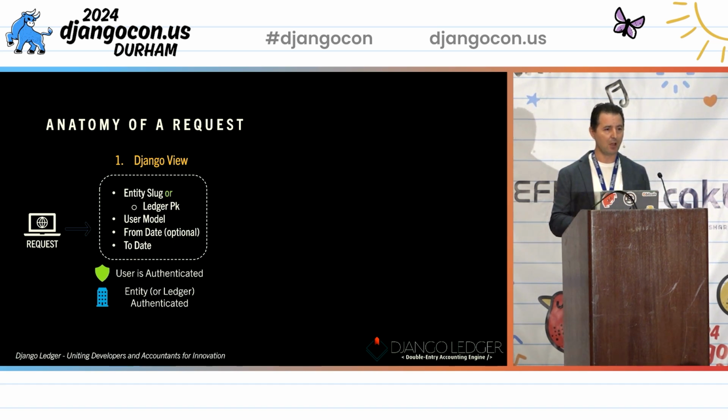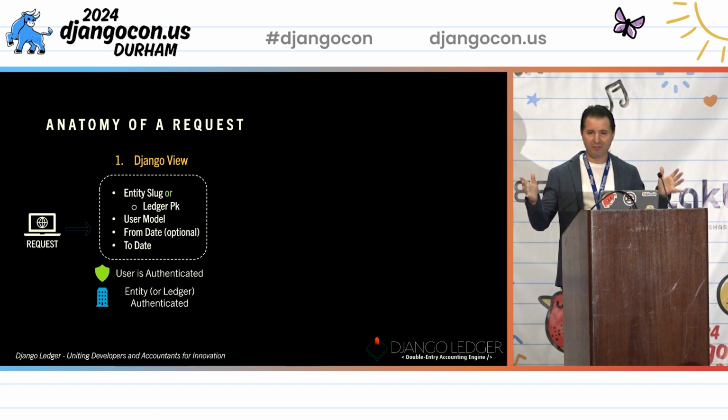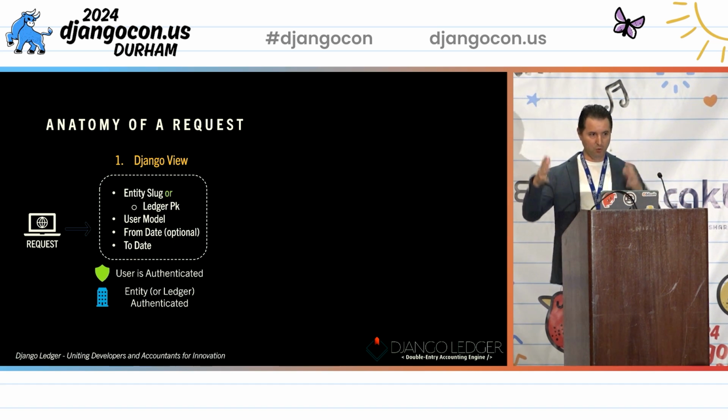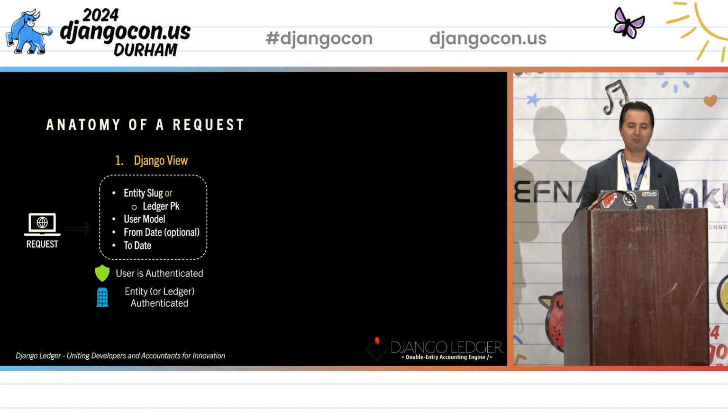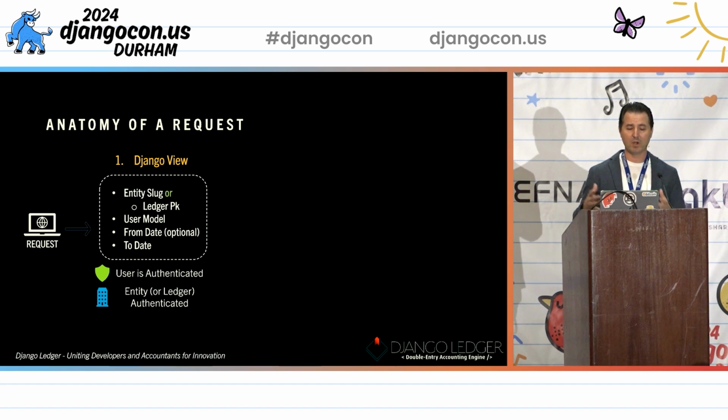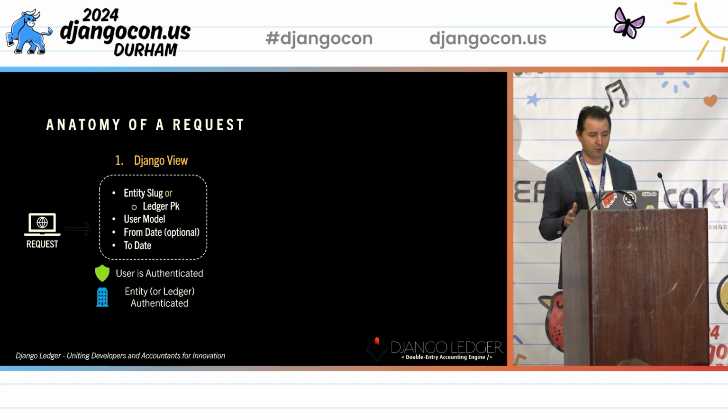Number one, the entity slug, which is basically an identifier for a company. It is created automatically when you create a new company. Or the ledger primary key. Again, it's the company or the ledger. A company is really a group of ledgers, a logical grouping of ledgers which are rolled up into the company. You know which company you want to look at, or you know which ledger you want to look at. That's step number one. Step number two is having your user model fully authenticated. That gives you access to certain entities and certain things you can do.